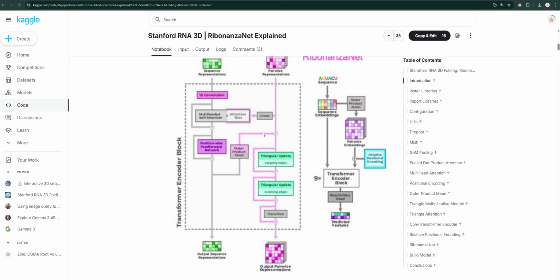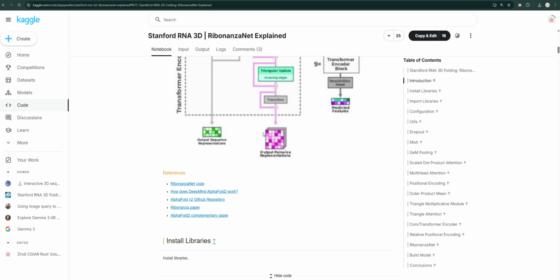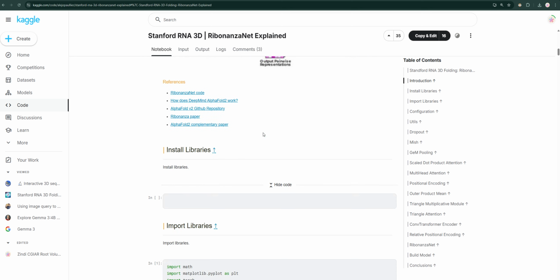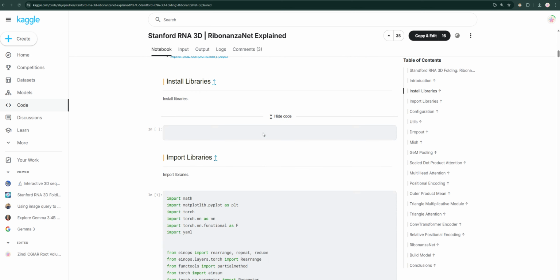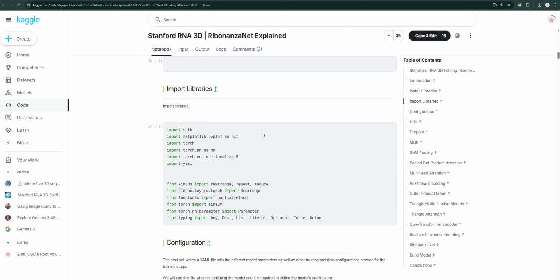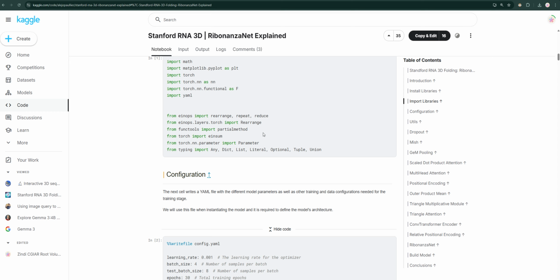The notebook starts with the typical setup sections. It's worth noting that RibonanzaNet relies on standard deep learning libraries like PyTorch, along with specialized utilities like einops for tensor manipulation. These sections ensure you have everything needed to run the model.